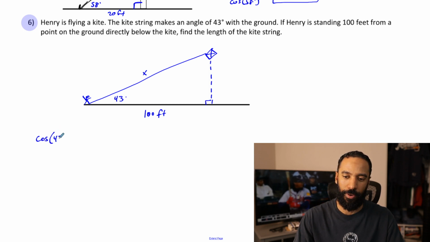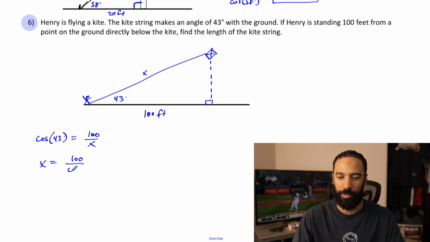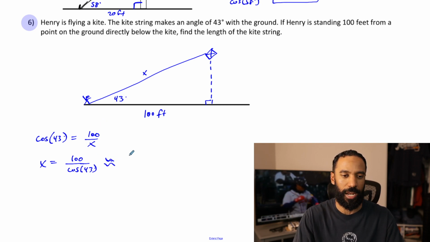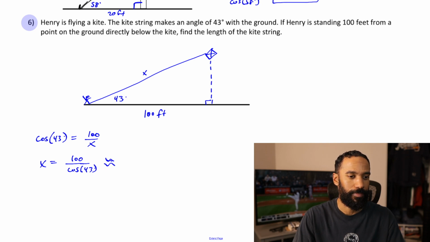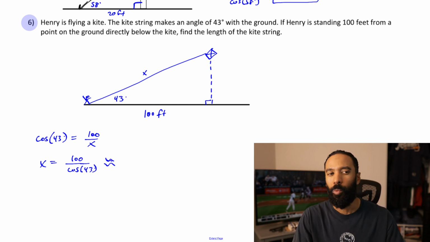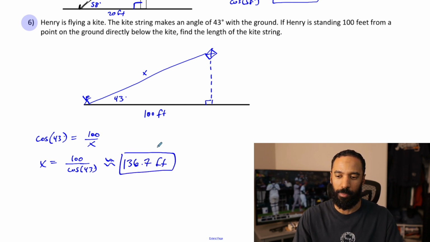So cosine of 43 degrees equals 100 over x. Switch places, x is 100 over cosine of 43. So again, trig, it's a pretty straightforward process to be able to solve these things. It's just setup that's involved, and make sure you have units in your answer. 100 over cosine of 43, and we get, oh, I did 100 times that, like I did last time. I must not be hitting the button. 136.7. 136.7 feet.